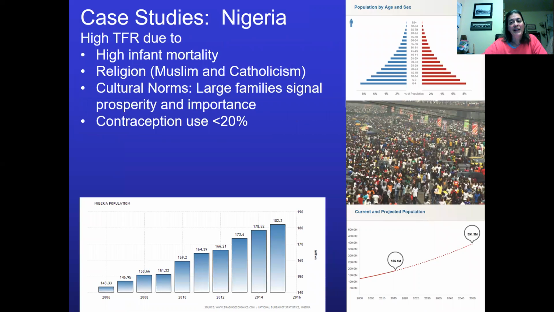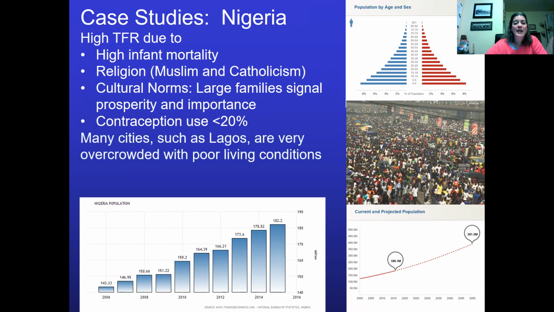All right, moving along to Nigeria, kind of at the other end of the spectrum. Nigeria has a very, very rapidly growing population. They have high infant mortality, which we learned in the last lecture can lead to a high fertility rate. The religions in Nigeria are both ones that encourage large families and no birth control. And then finally, there are also cultural norms that say that large families signal prosperity and importance. And there's low contraceptive use.